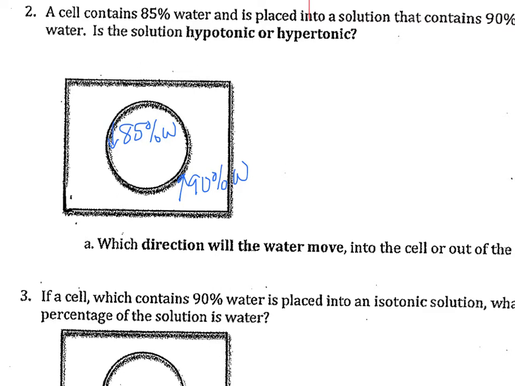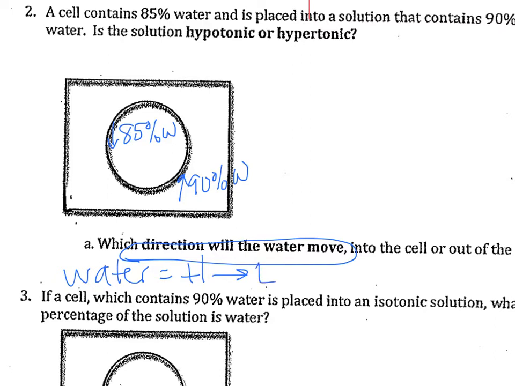So first thing, which direction will water move? Once again, we know that water moves through osmosis from an area of high concentration to an area of low concentration. Therefore, water is going to move into our cell. So it moves into our cell, and we know that when water moves into our cell, it's going to get bigger. It's going to swell.